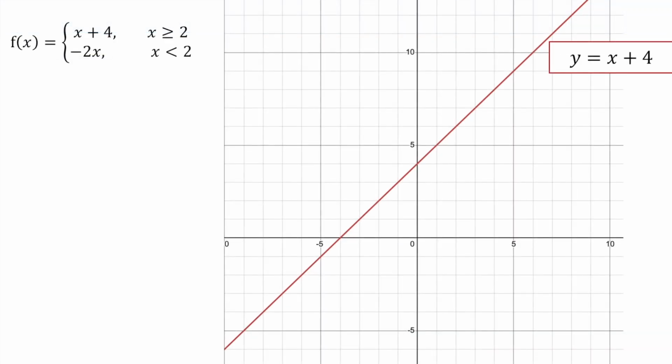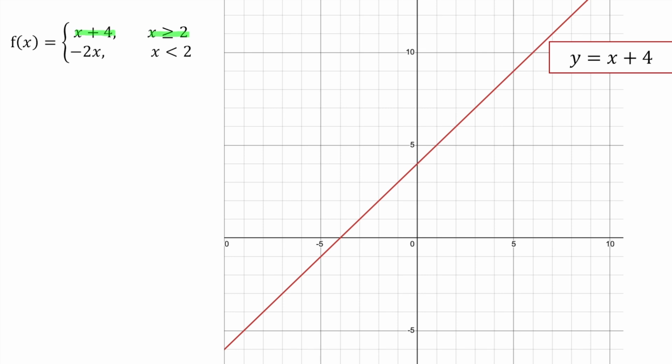So we're going to look at this example that we looked at before. What does this actually mean, and how can we show what this looks like? Here, for the function f of x, for x greater than or equal to 2, I'm looking at the function x plus 4.